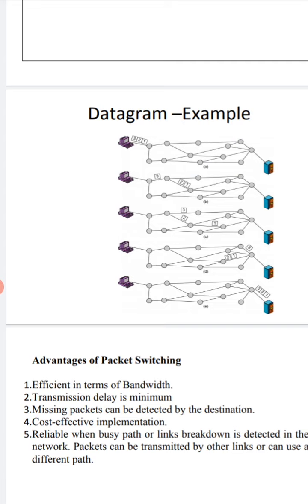What's the difference between datagram network and virtual circuit network is, in the datagram network, each packet can choose a different path to reach the destination. But in the virtual circuit network, all the packets choose the same path to reach the destination. That's very important. The datagram packet switching network is very important.